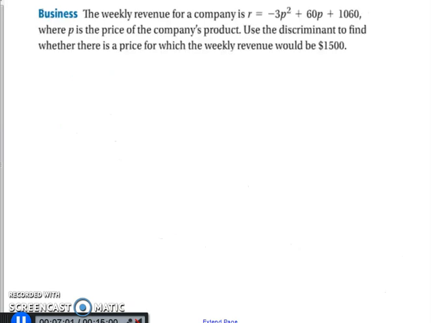So let's look at one more. The weekly revenue for a company is given by this equation. Use the discriminant to find whether there is a price for which the weekly revenue would be $1,500. Same idea, we're going to take 1,500 and plug that in for R. So 1,500 equals negative 3p squared plus 60p plus 1,060.